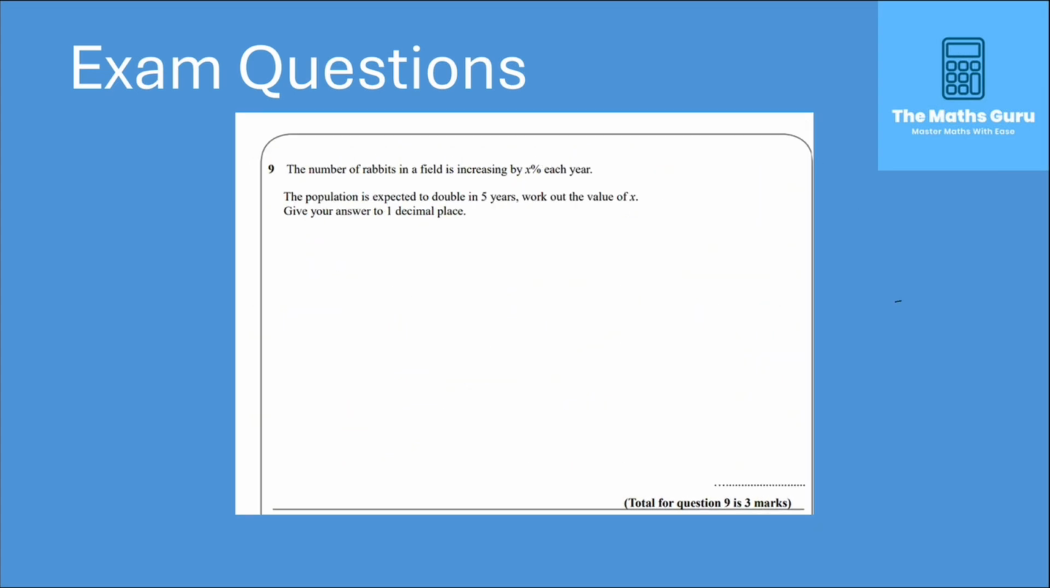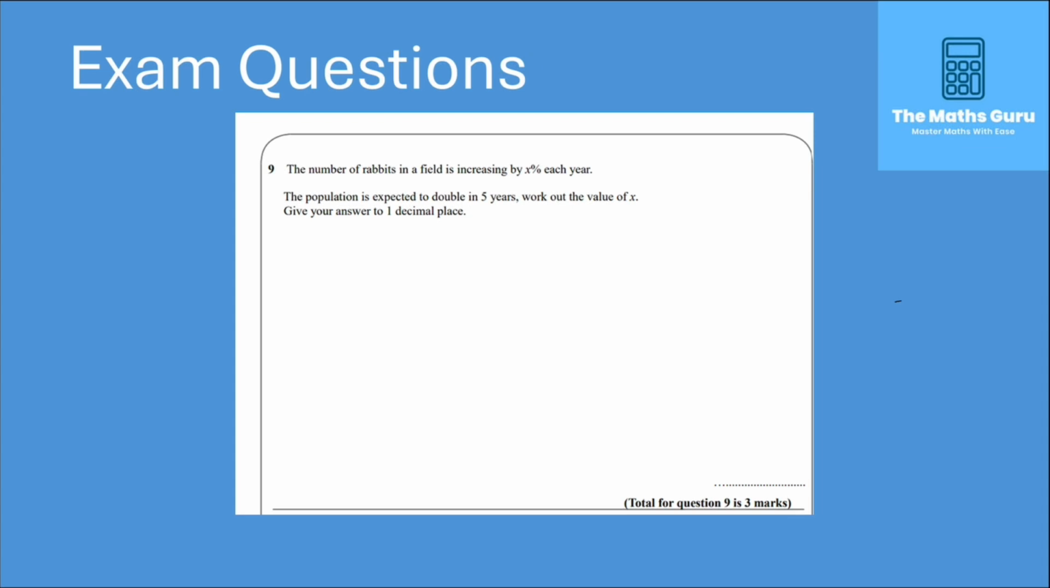Moving on to the next question, we are told that the number of rabbits in a field is increasing by X% each year. The population is expected to double in 5 years. Work out the value of X, giving your answer to one decimal place.